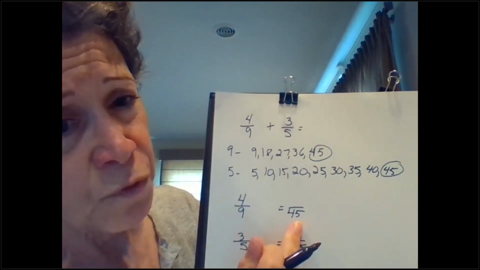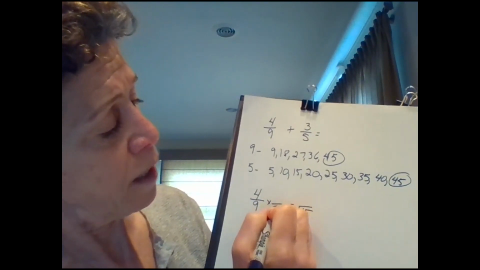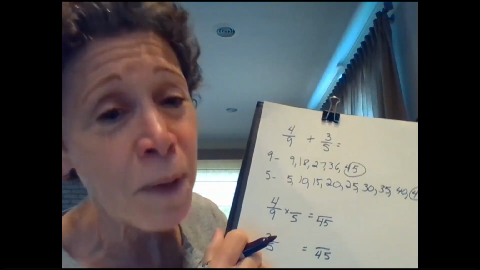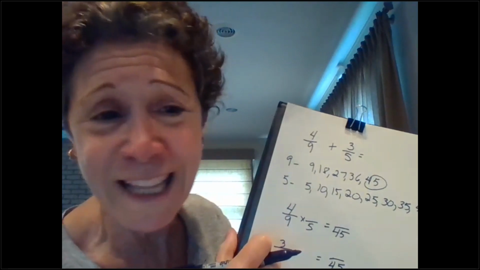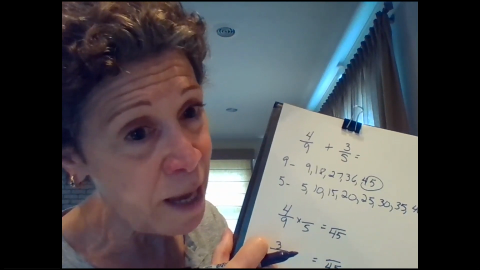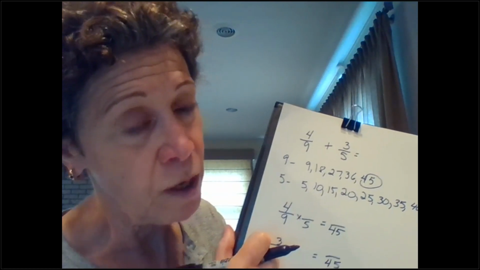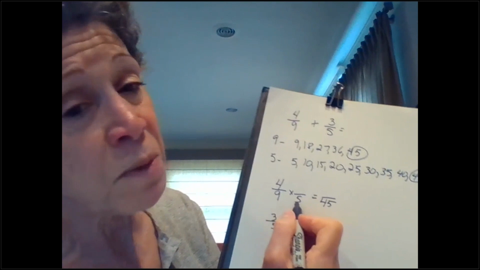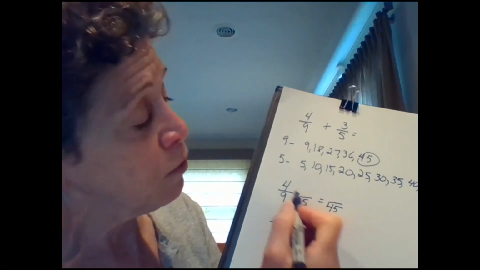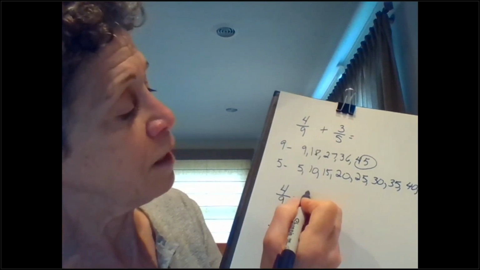How do you get from 9 to 45? You times it by 5. Okay. Big rule. If you don't remember anything else from today, whatever you do to the denominator, you have to do to the numerator. So if I multiply the denominator times 5, what do I have to do with the numerator? Times it by 5. Yes.